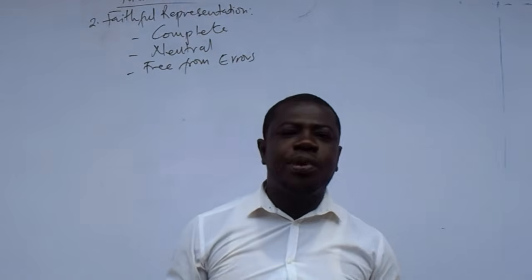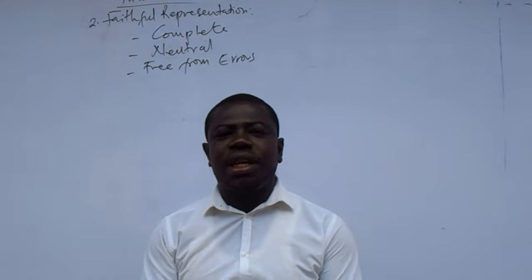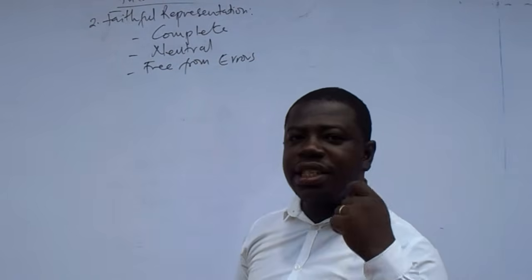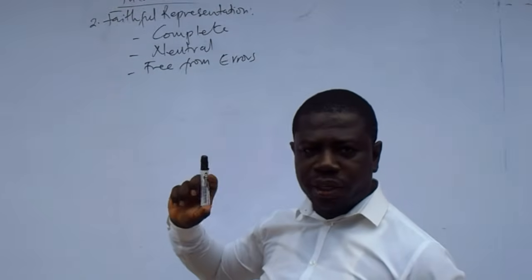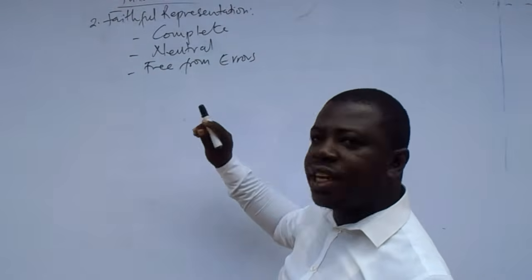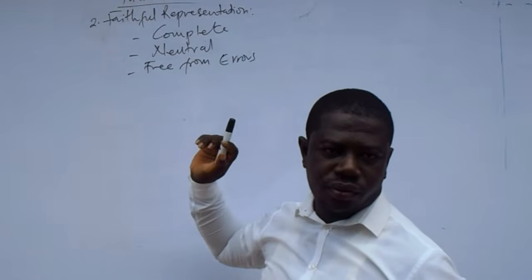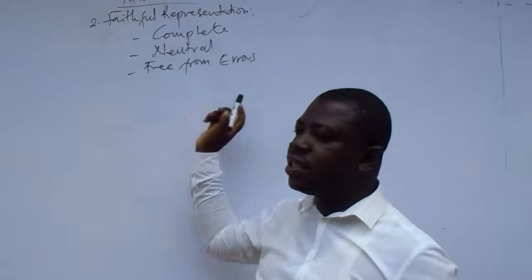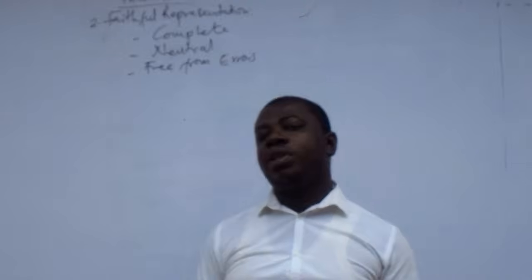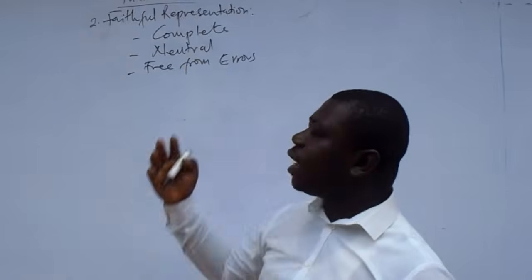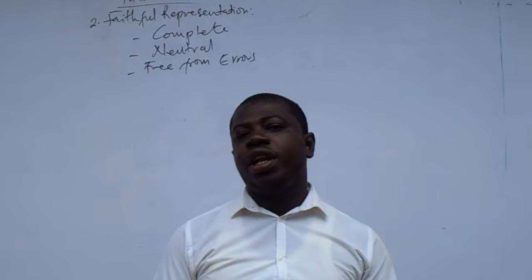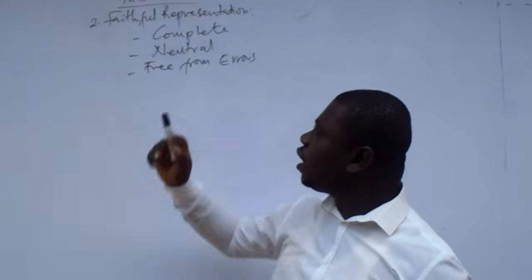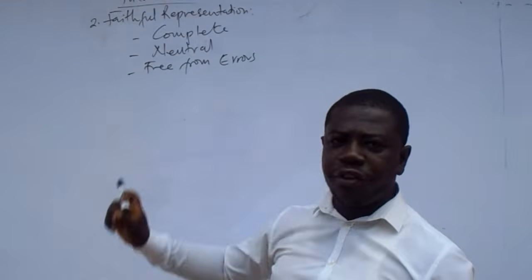And so under faithful representation, before we say that this accountant has represented or reported the information faithfully, it means that the financial statements are complete. That is number one. It also means that the financial statements are neutral. Then it also means that the financial statements are free from errors. When all these three are combined and adhered to, then we say that they have satisfied the quality of faithful representation. And so financial statements should be complete, neutral, and free from errors.